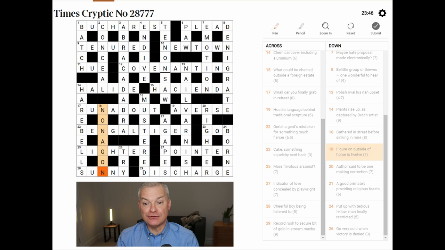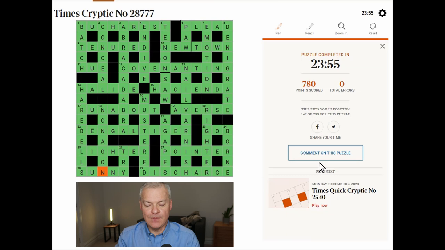Fantastic. There we go. Every clue solved, every clue explained. No empty squares. Submit. Hope and pray. No errors. Fantastic. Wow, what a beautiful puzzle. And really tricky in places.